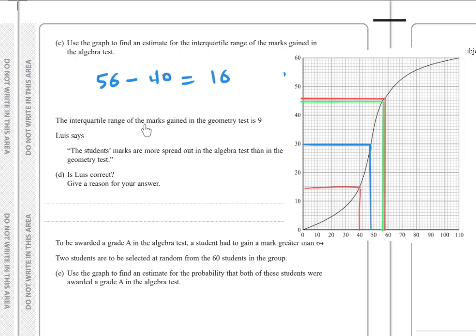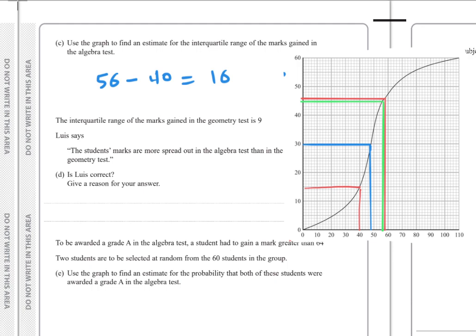The interquartile range of the marks gained in the geometry test is 9. Lewis says the students' marks are more spread out in the algebra test than in the geometry test. Is this correct? Yes, correct, because we measure variation or spread between the values by the interquartile range. The interquartile range for the algebra test is greater than for the geometry test. This means the marks in the algebra test are more spread out than the marks in the geometry test.